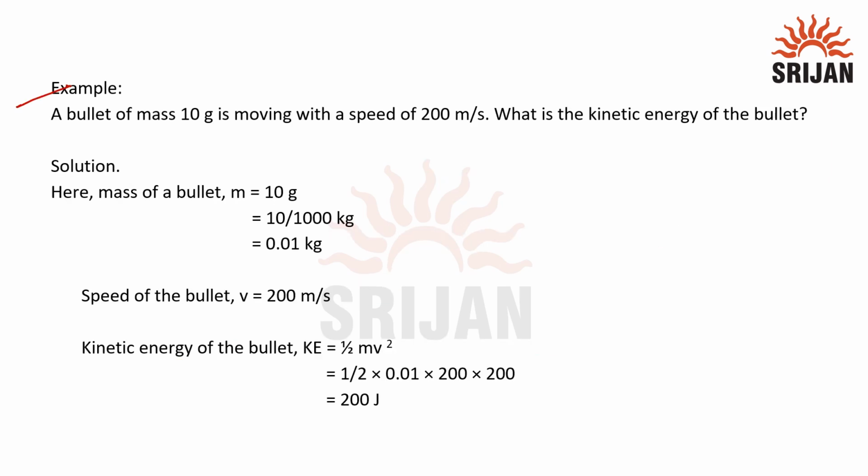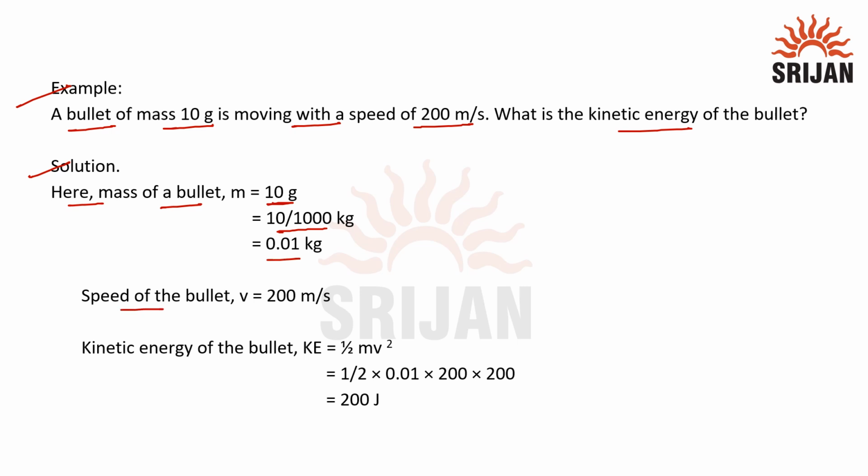Here we have an example. A bullet of mass 10 gram is moving with the speed of 200 meter per second. What is the kinetic energy of the bullet? Let's understand the solution. Here, mass of the bullet is 10 gram, so we need to convert it into kilogram. So we will divide it by 1000. So we get 0.01 kilogram.